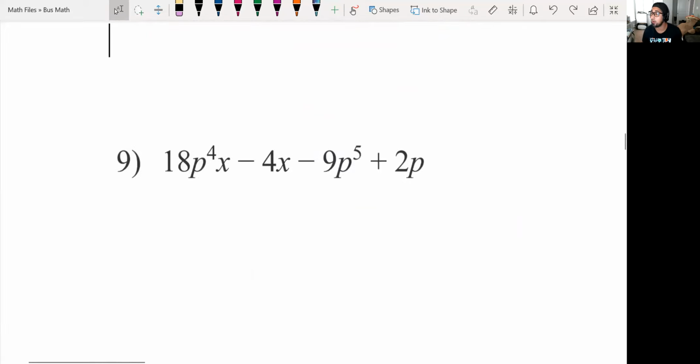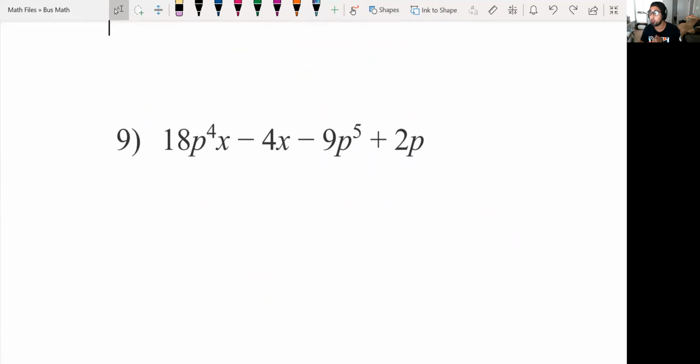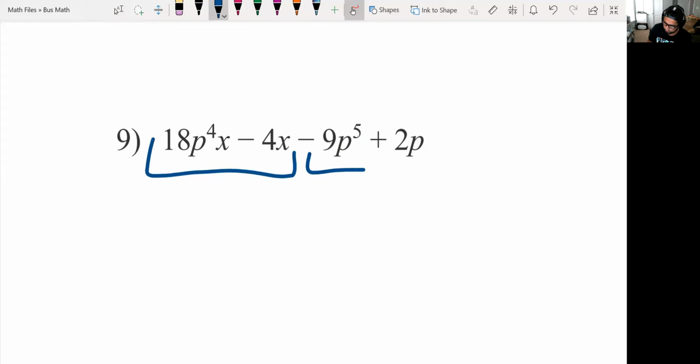Number 9. All right. Last one for factoring by grouping and for this video. We call this factoring part 1. Greatest common factor and factoring by grouping. So just jump into it. Group the first 2, group the last 2, and let's hope for the best. 18 and 4. You can take out a 2. P to the 4th, no P to the 4th here, but then you have an X and an X. So our factor is 2X.